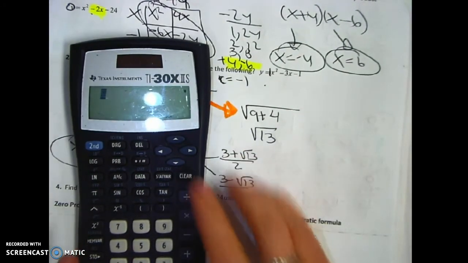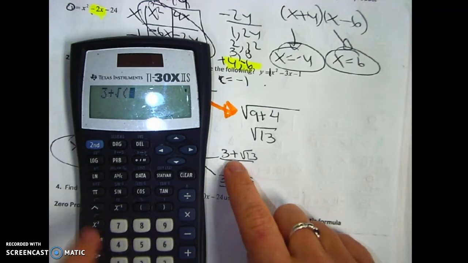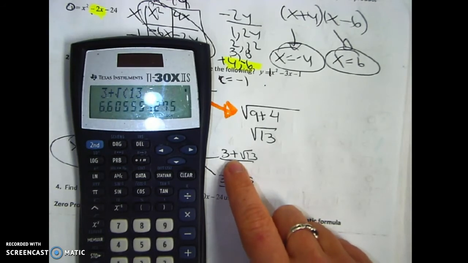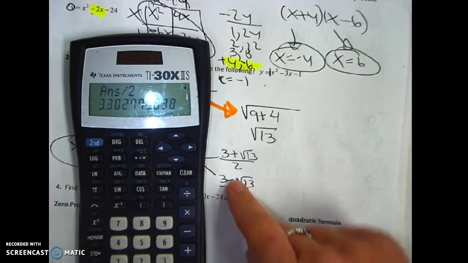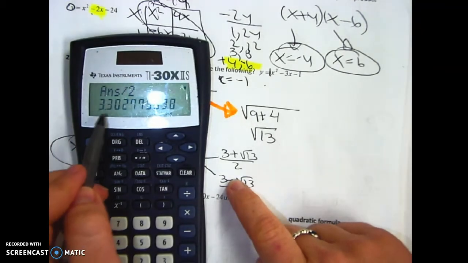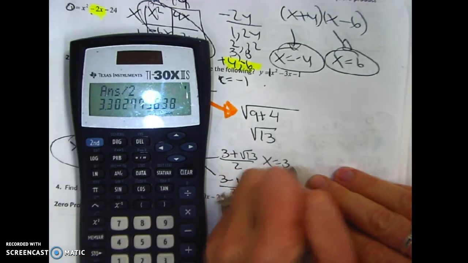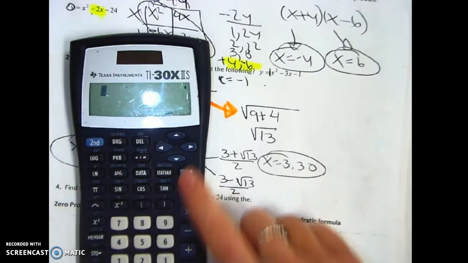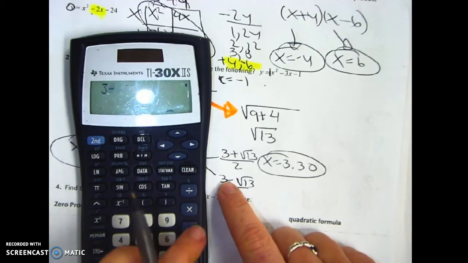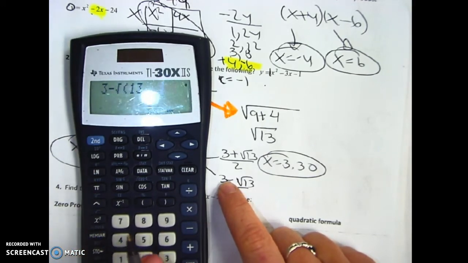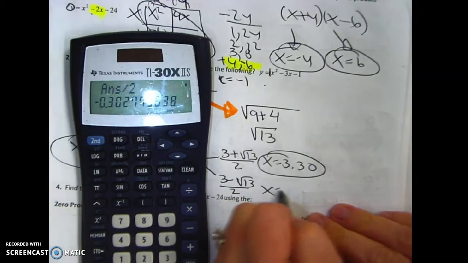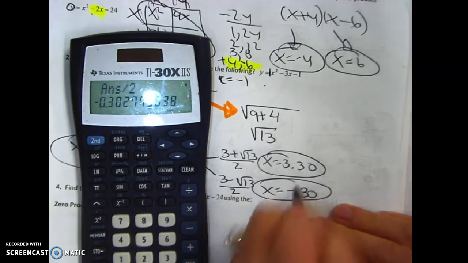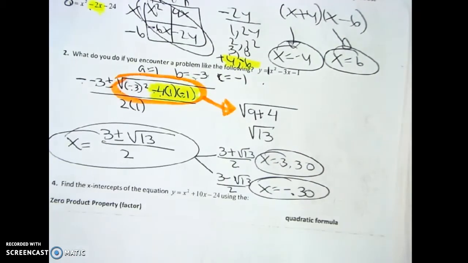I'm going to start with 3 plus the square root of 13. Once I do that, I have to press enter. Then I literally press divided by 2. Don't do it all at once. It has to be 2 separate things. The calculator can't handle it. x equals 3.30. Clear it up, start again. 3 minus square root of 13, enter. Then divided by 2, x equals negative 0.30. This is for bonus, this is good enough for me.